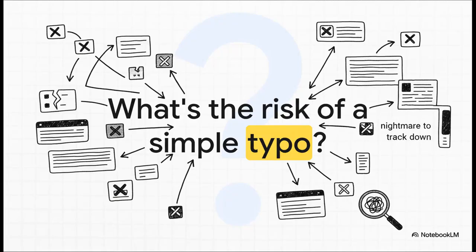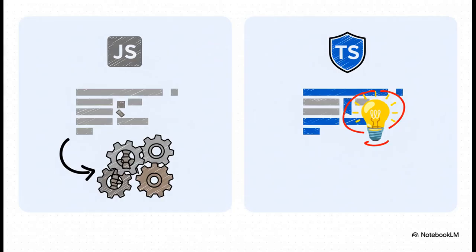So let's really get to the heart of it with this question. What's the big deal with a simple typo? You might think, it's just a small mistake. And sure, in a tiny script, it's maybe just an annoyance. But in a big application, a single typo can become a silent, data-munching bug that is an absolute nightmare to hunt down later.